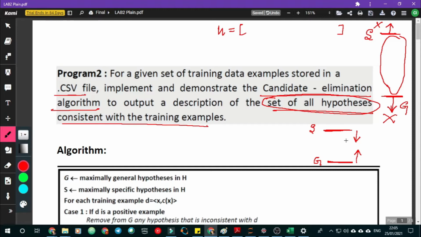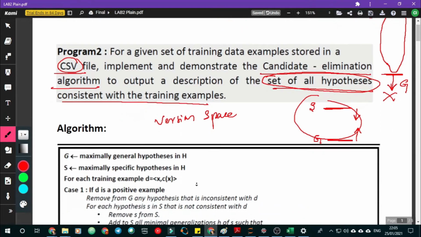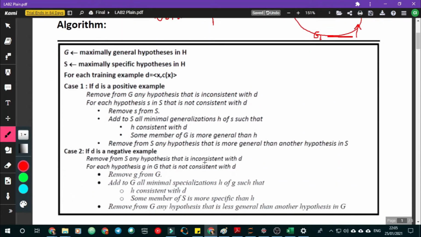And here also we read a CSV file, and that's it. This is the difference between find-S and the candidate elimination algorithm. And the set of hypotheses, what we call is a version space. A version space is a set of hypotheses bounded by a general hypothesis boundary and a specific hypothesis boundary. And how do we find the version space? We look into the algorithm, and then we understand what the candidate elimination algorithm is.